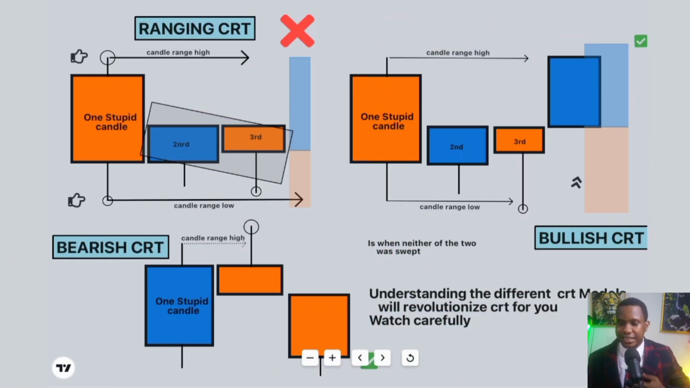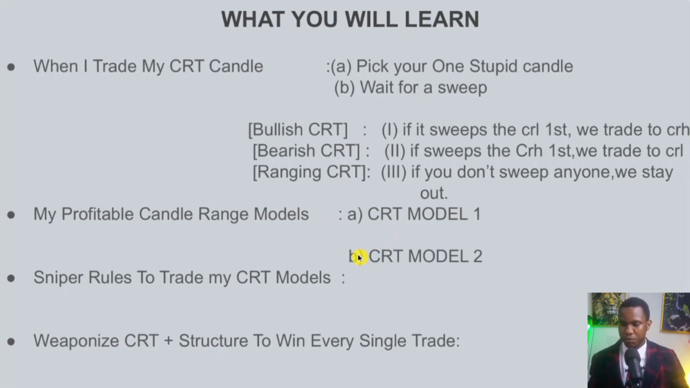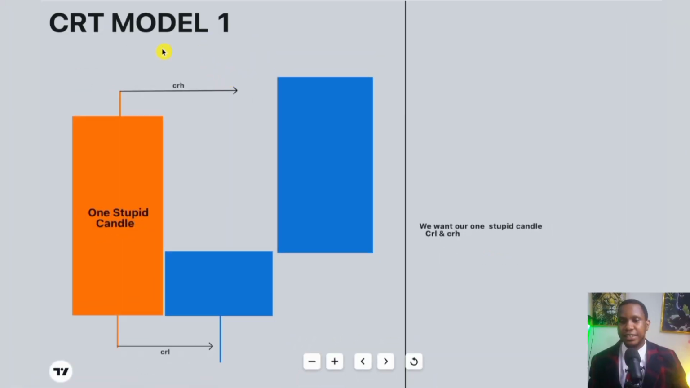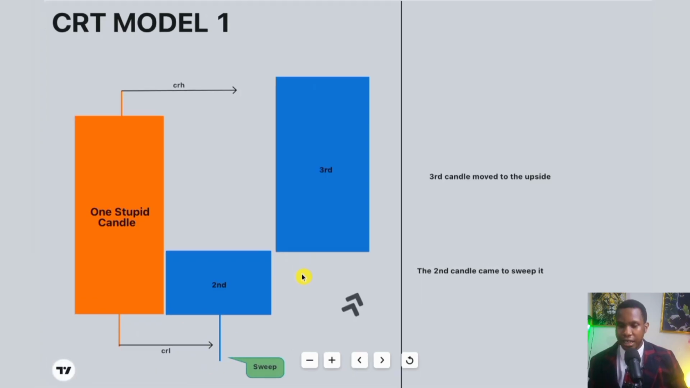Next is understanding the different CRT models to revolutionize CRT for you. Watch carefully. These are my profitable CRT models. I have my model 1 and my model 2, traders. This is my CRT model 1. So we want our one stupid candle's candle range low to be swept by the second candle and let our third candle move to the upside.